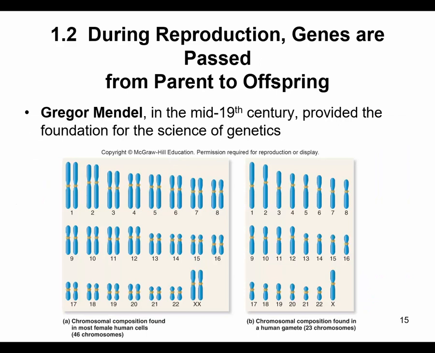Now, what genetics is all about, of course, is transmitting the unit of inheritance, the gene. Gregor Mendel is the father of genetics, and he studied this in pea plants. We'll talk a lot about that. He did this in the 1850s, the mid-19th century. We'll talk about him quite a bit.